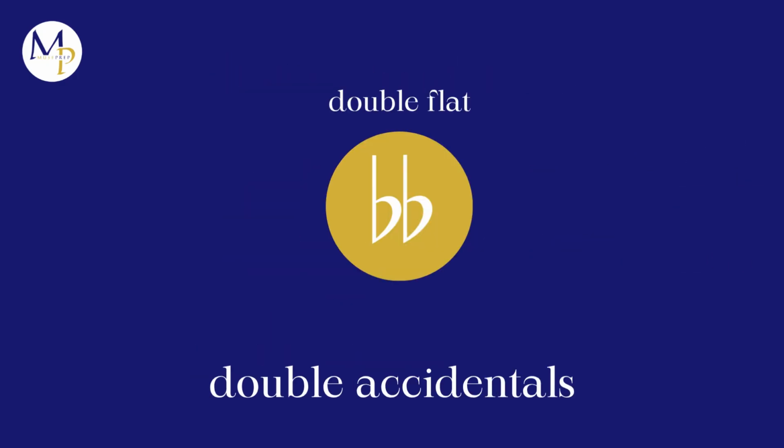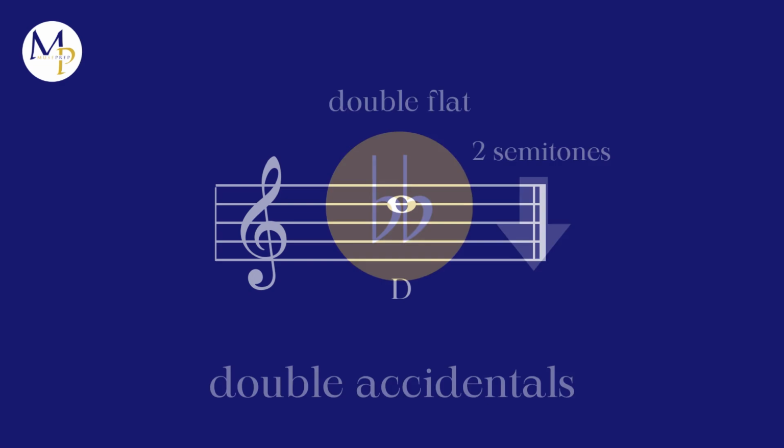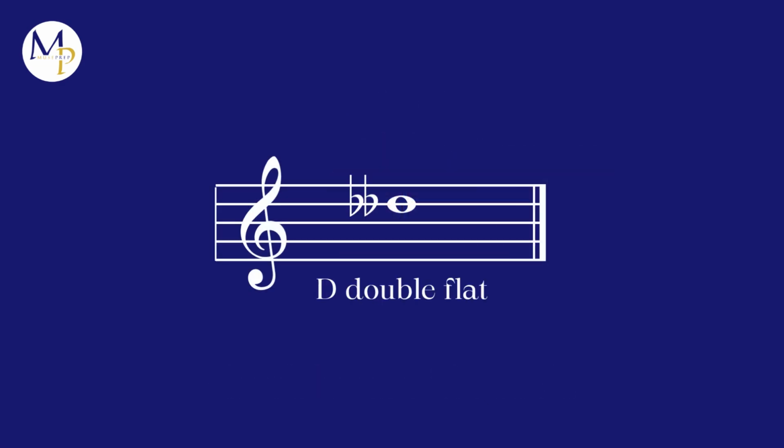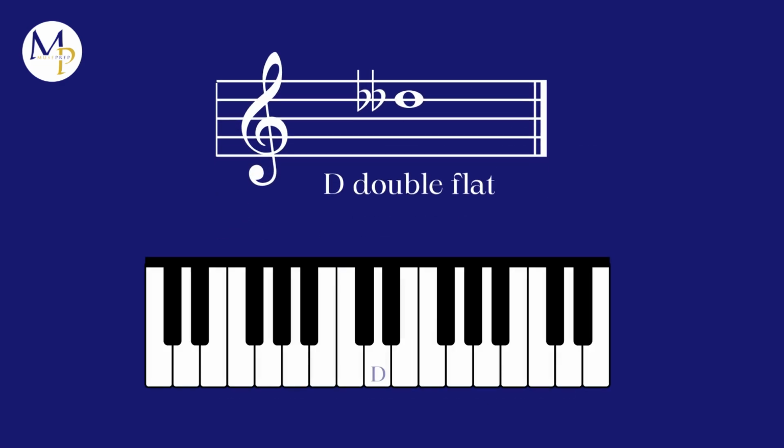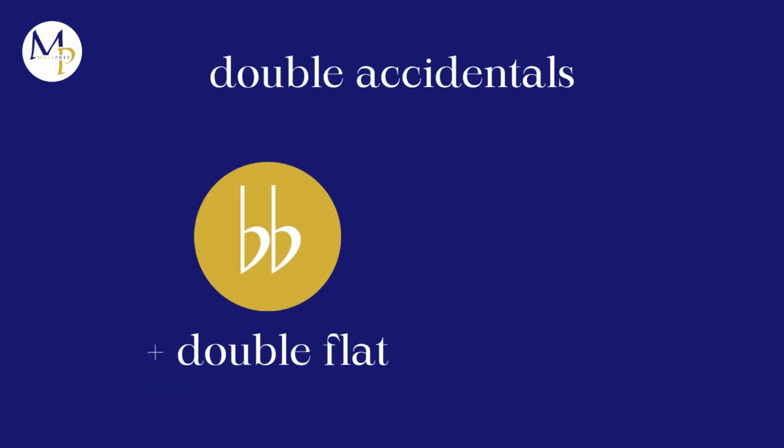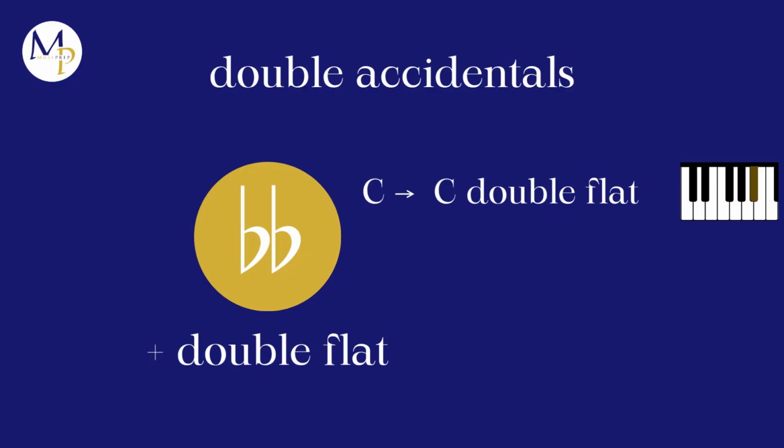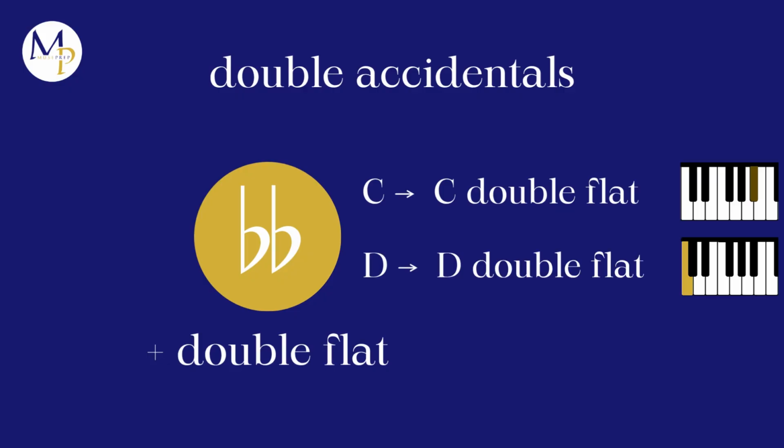The opposite is the double flat. It lowers a note by two semitones. D becomes D double flat. On the piano, this lands on the same key as C. Again, the naming is straightforward. C becomes C double flat, D becomes D double flat, and so on.